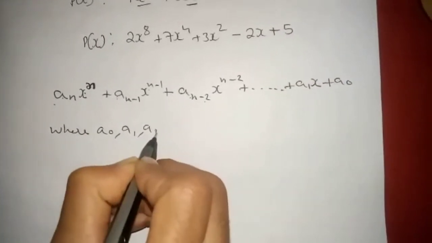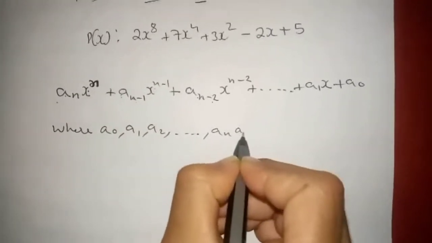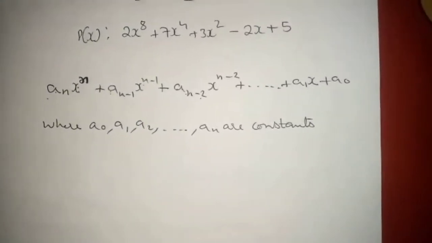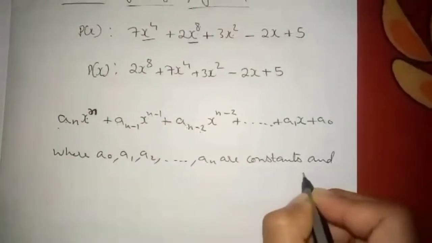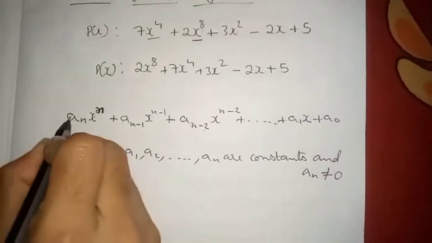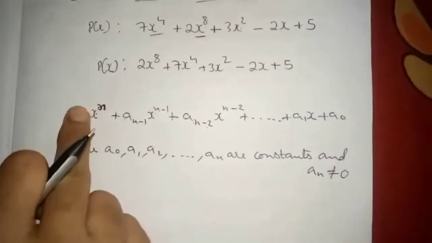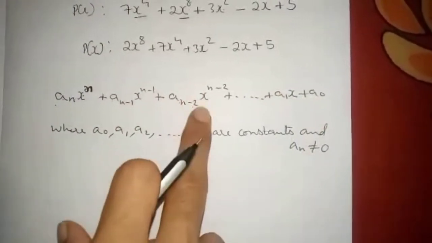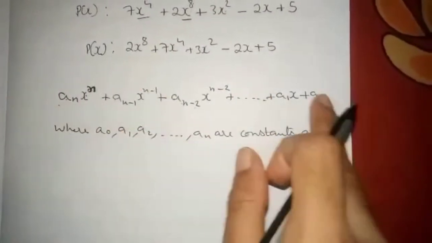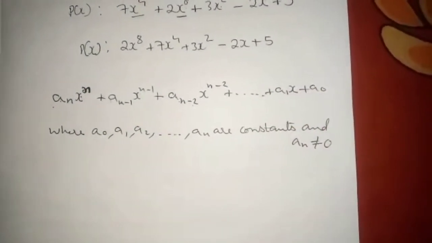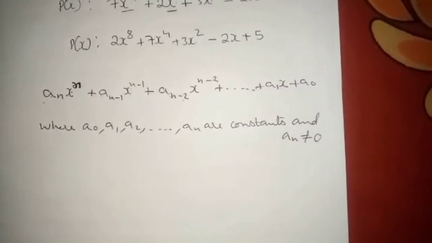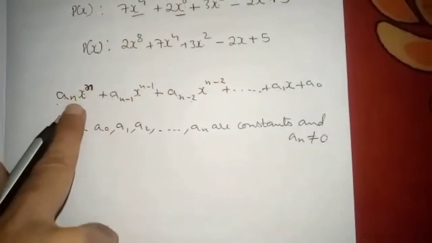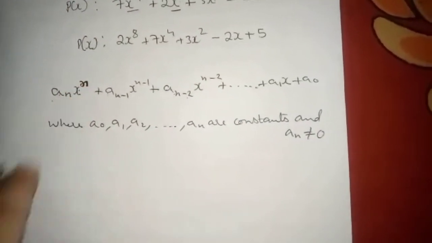where a_0, a_1, a_2, etc., a_n are constants, and a_n is not equal to 0. If this is 0, the whole term will be 0, right? Then if they ask what is the degree of this polynomial, what will you say? Degree means the highest power in that polynomial. So the highest power is n, right? So the degree of the polynomial will be n.